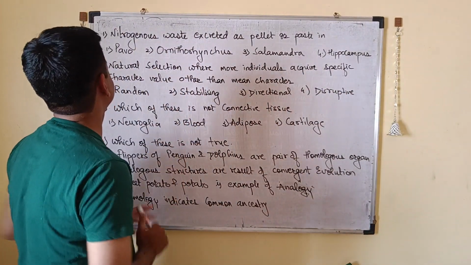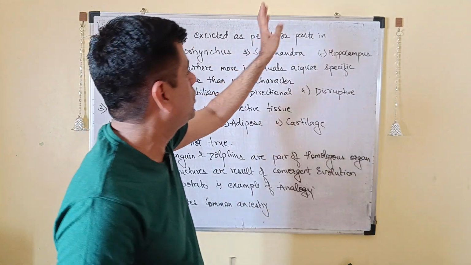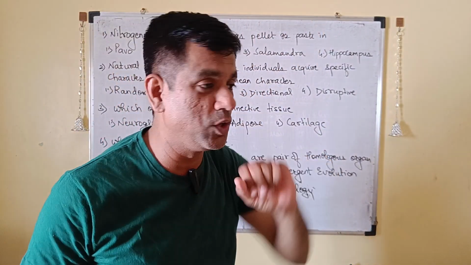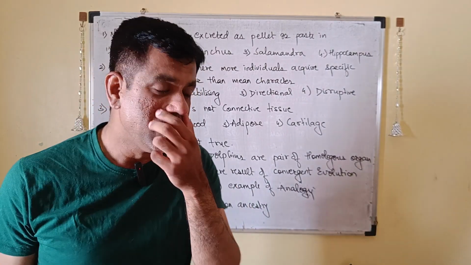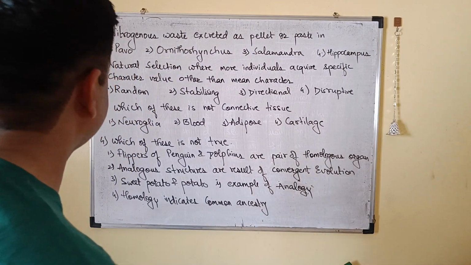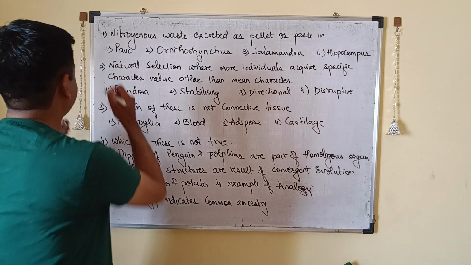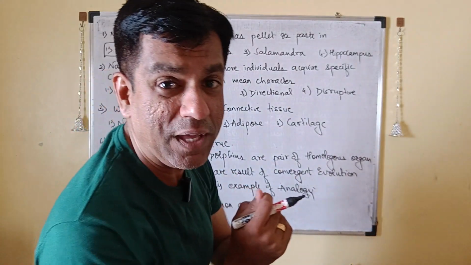Anyways, the nitrogenous waste excreted as a pellet or paste in, right? So we know that nitrogenous waste in the form of a pellet or a paste is in birds, right? So here you can see the bird, Pavo. So you have this Pavo, that is your peacock.